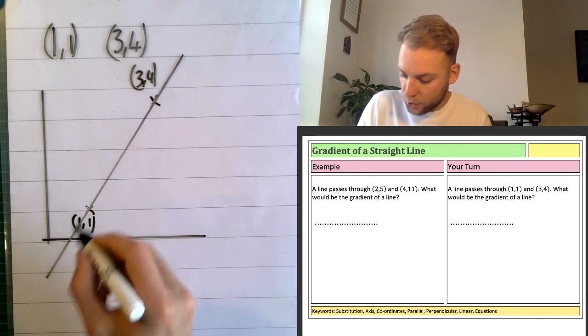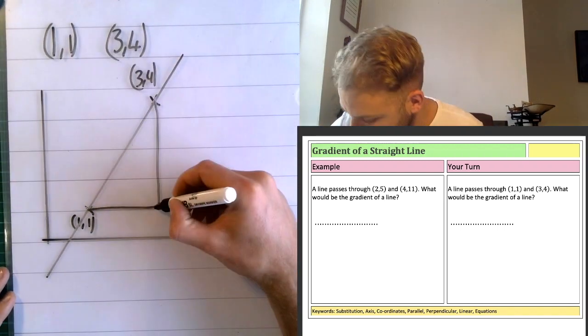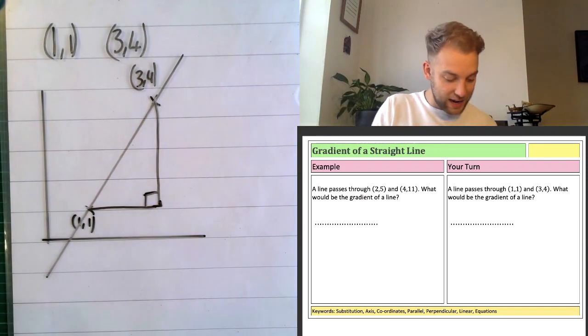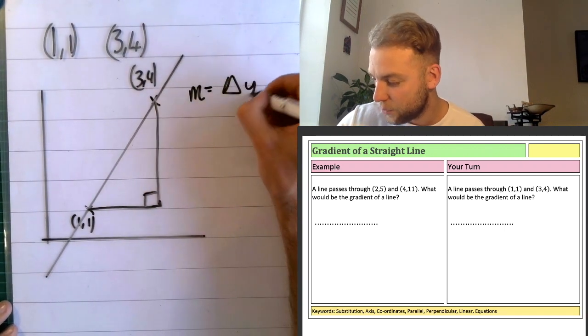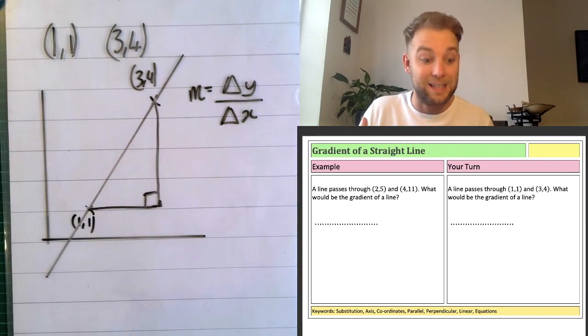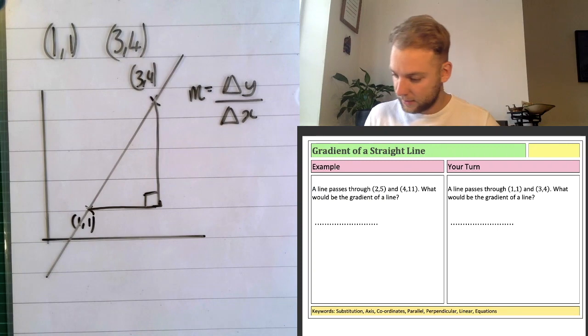So I draw my right angle triangle like so. Perfect. Just like that. Draw a right angle. And remember, it's the change in y over the change in x. My gradient m is equal to the change in y over the change in x. Now that triangle there means the change, just in case you weren't sure what that triangle means again.